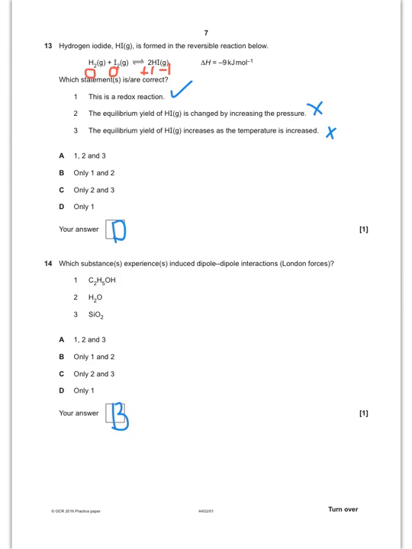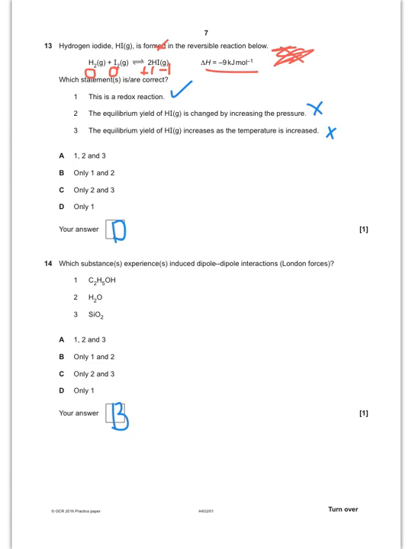The equilibrium yield is changed by increasing the pressure. That is not true, because there are 2 moles on this side and 2 moles on that side as well. Equilibrium yield of HI increases as temperature increases. That is incorrect as well. It's an exothermic reaction, so the yield decreases as temperature increases, so therefore only one is correct.